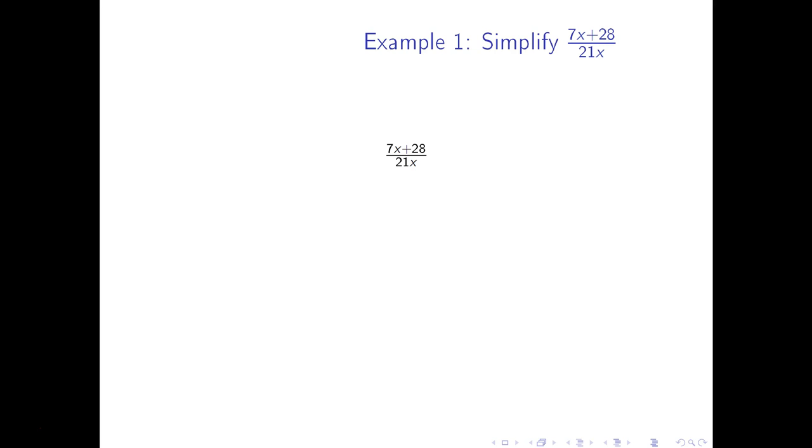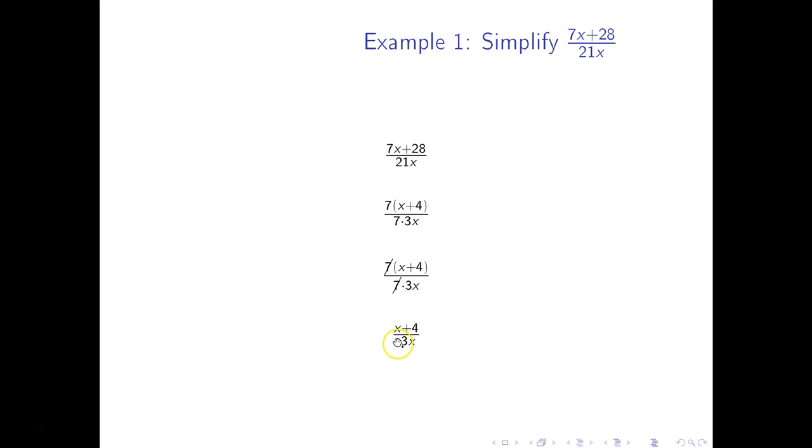Hopefully, if you take a moment to do it, you recognize it has the greatest common factor of 7 and you're left with x plus 4. I can also factor the 21x into 7 times 3x. Well, since they both have a 7, the 7's will cancel. And we're left with x plus 4 over 3x.